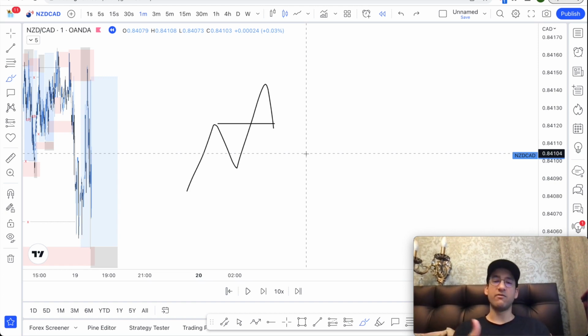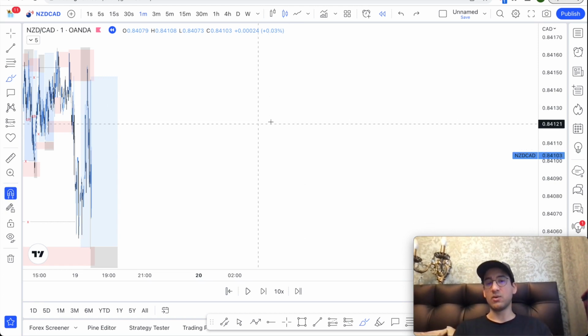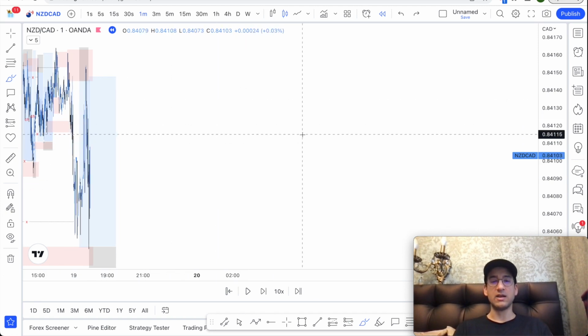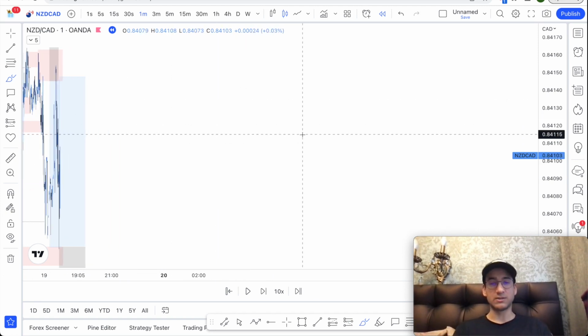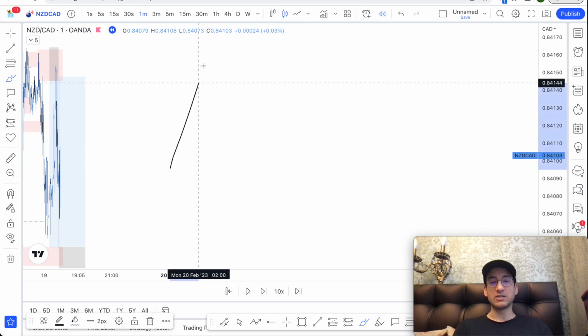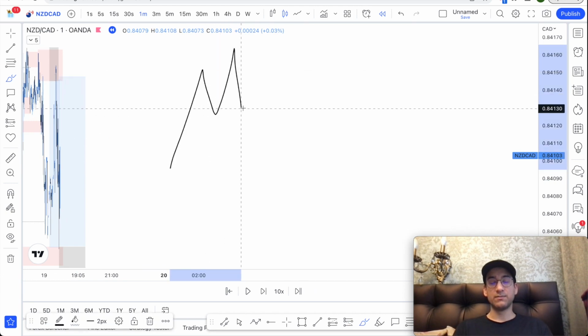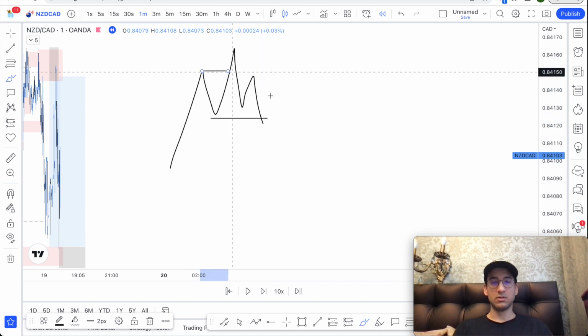Just like having confirmations. That's actually another one I want to talk about before we get over here: change of character, or CHoCH. When prices are going bullish and you get the CHoCH formation like this.